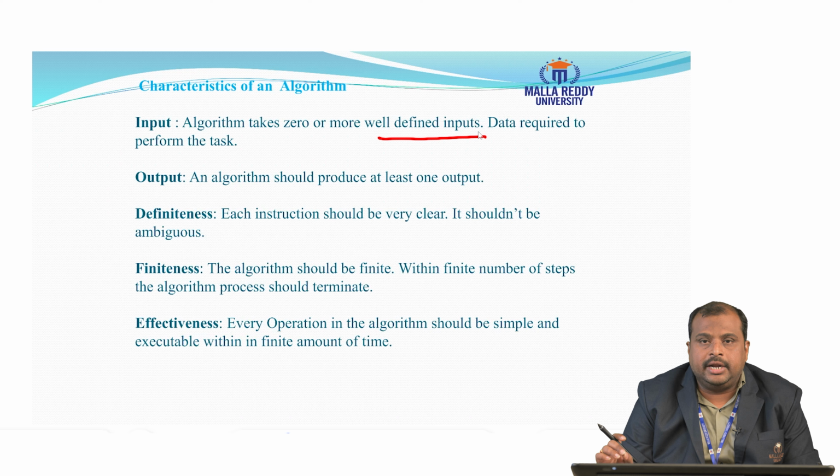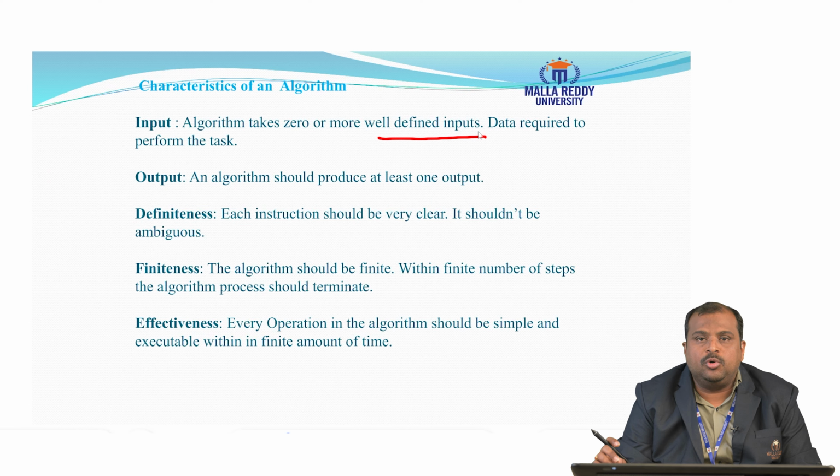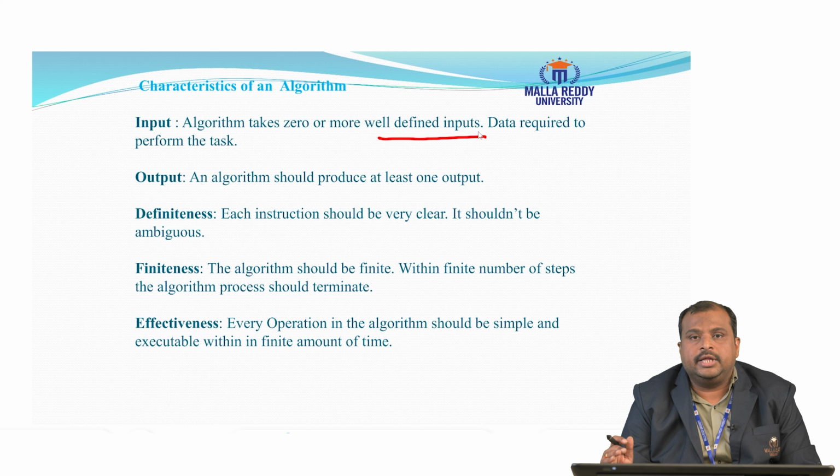Next is definiteness: once the algorithm process has started, approximately how much time it is going to take should be clear. The instructions given to the algorithm should be very clear and unambiguous. Once we give the instructions in a clear manner, the algorithm can be executed, and only then can we expect a better result.